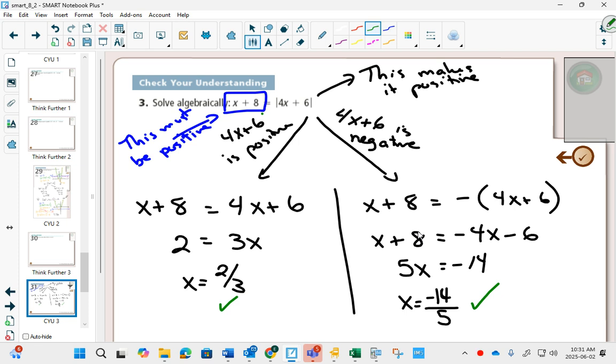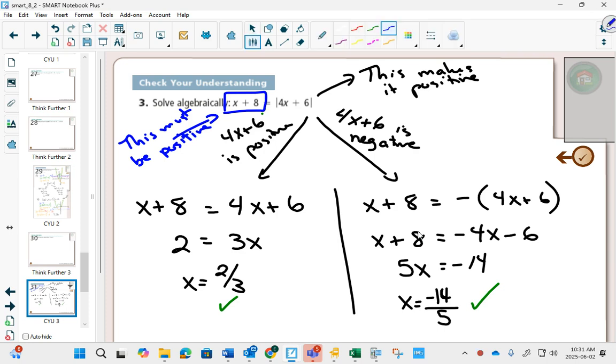Or you could change the 8 to 40 over 5 with the common denominator. And then ask, is negative 14 over 5 plus 40 over 5 positive or negative? It's positive. It could be the case that sometimes you're solving these, and when you plug it in, that side's negative, so you would have to X this answer out.